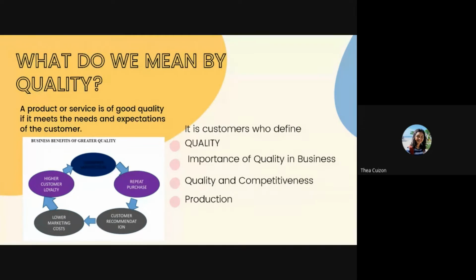Customers have needs and expectations like performance, appearance, availability and delivery, reliability, and of course, price. So if a product or service meets all those needs, then it means it passes the quality test. But if not, then it is substandard.